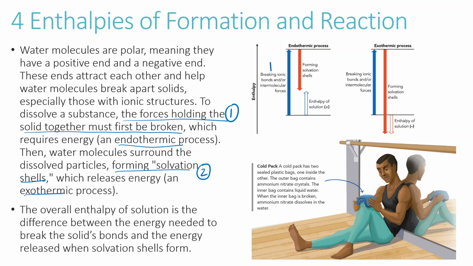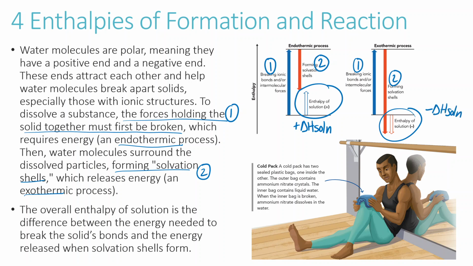So for example, in step 1, we absorb this amount of energy in order to break those bonds, and then we release this amount of energy. The net difference between those two gives us a positive delta H of solution, meaning that this is an endothermic process. This would mean that the temperature of the water would go down because it's absorbing energy away from the water. In my exothermic example, we see that the energy released in step 2 is much greater than the energy absorbed in step 1. So this gets us a negative delta H of solution, or an exothermic reaction.